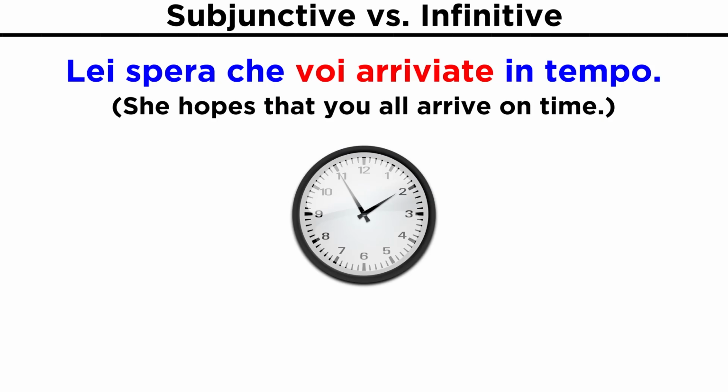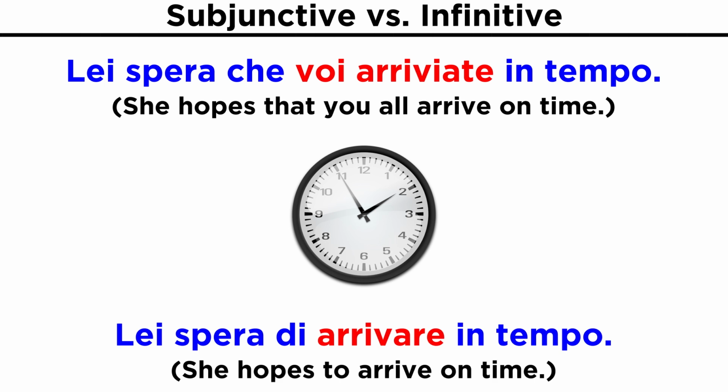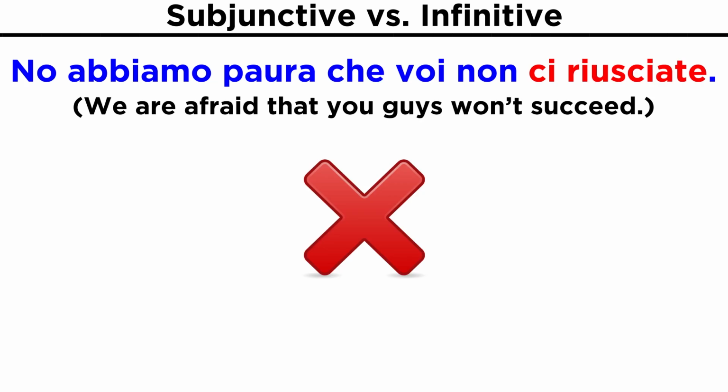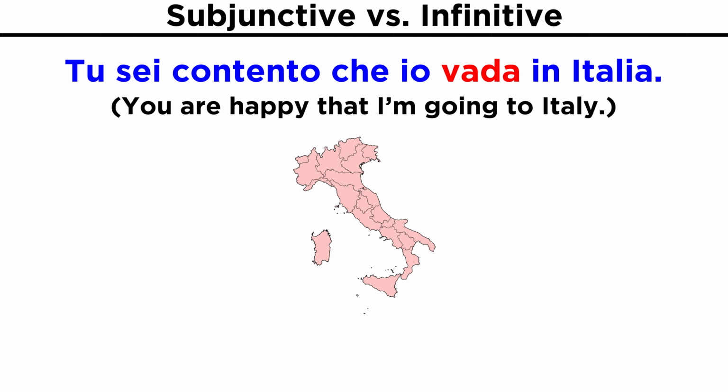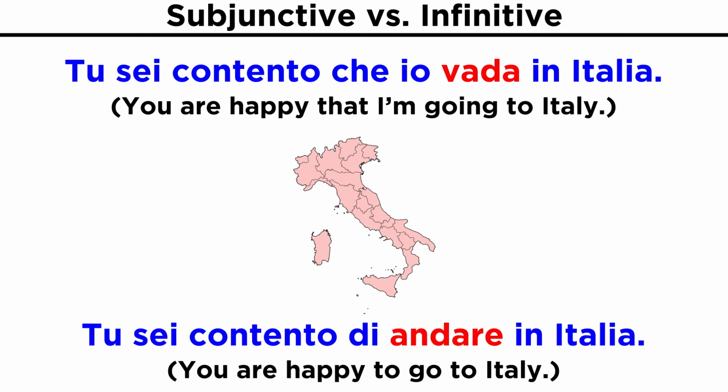Lei spera che voi arriviate in tempo. Lei spera di arrivare in tempo. Noi abbiamo paura che voi non ci riusciate. Noi abbiamo paura di non riuscirci. Tu sei contento che io vada in Italia. Tu sei contento di andare in Italia.